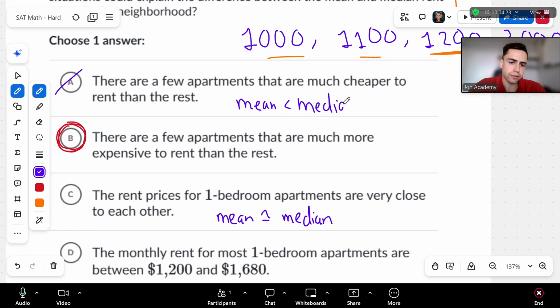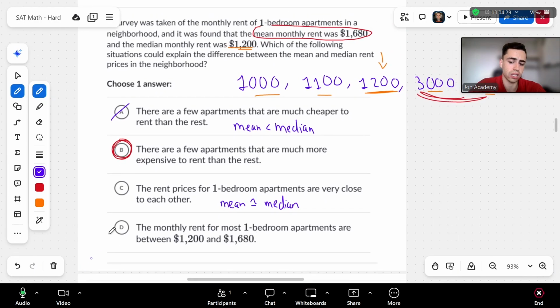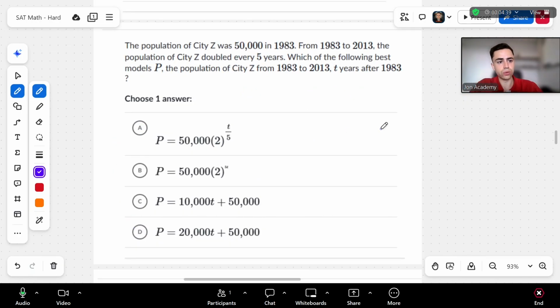And the last one, let's check also. The monthly rent for one-bedroom apartments are between these two values. That doesn't have anything to do with it, so we discard it also. It's going to be B. Let's jump into the next exercise.